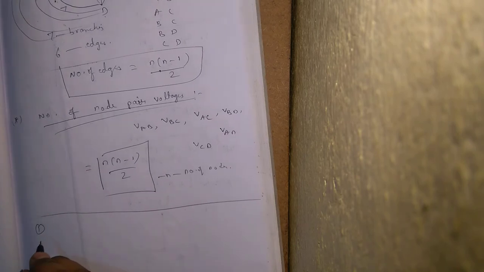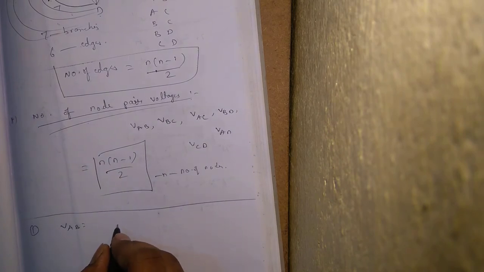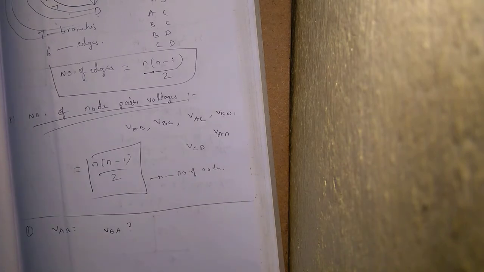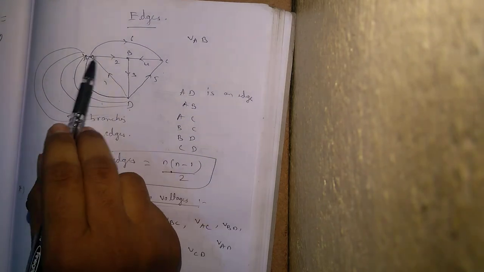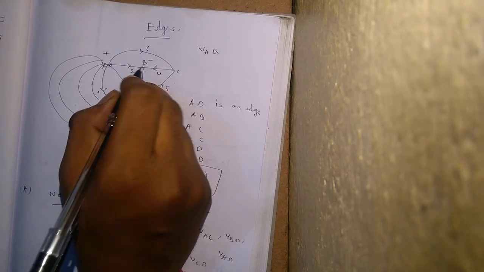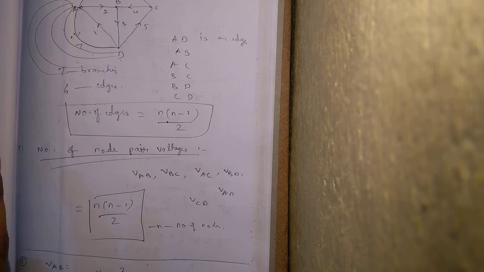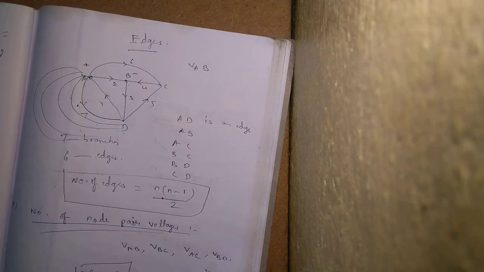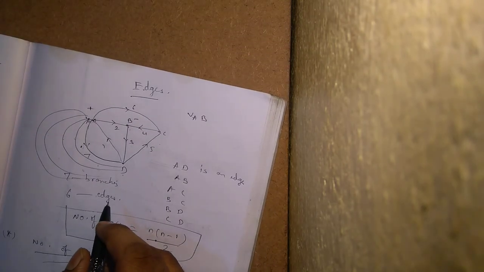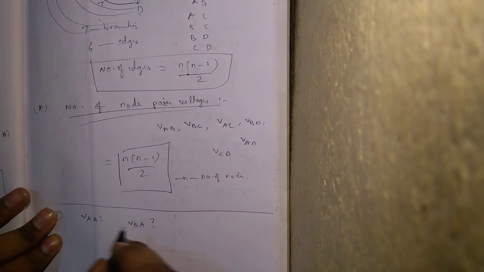The first one is, see, here I've considered VAB, right? And why not VBA? This is my question. See, VAB means A is at higher potential, B will be at low potential, right? At A there will be a plus sign, at B there will be a minus sign. So if we know VAB, is it necessary for us to know VBA? Absolutely not, because if we know VAB, then we'll definitely know VBA, right? It is just a matter of sign change, that's it. So if we know VAB, we need not consider VBA, okay? This is the first observation.